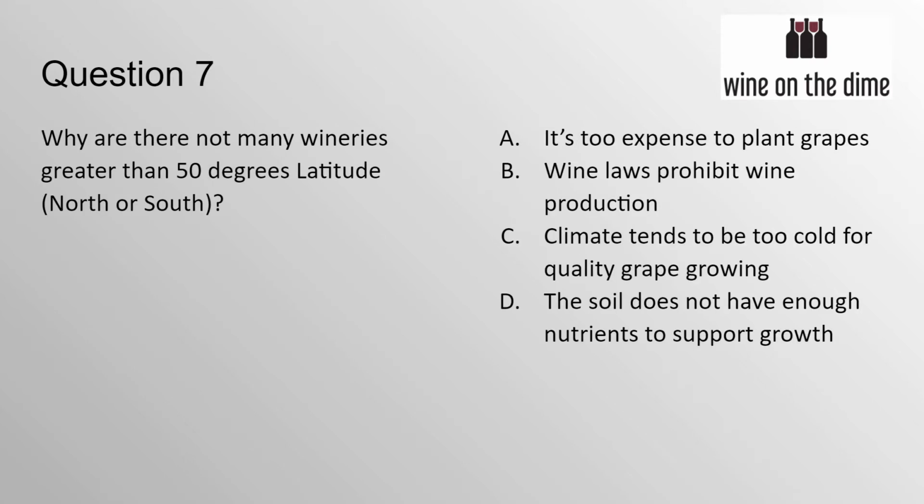Question number 7. Why are there not many wineries greater than 50 degrees latitude, north or south? A, it's too expensive to plant grapes. B, wine laws prohibit wine production. C, climate tends to be too cold for quality grape growing. D, the soil does not have enough nutrients to support growth.